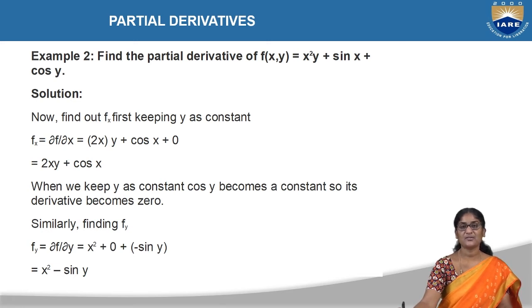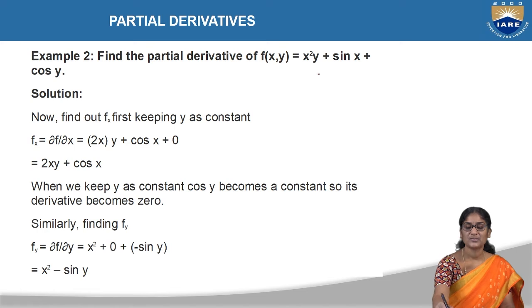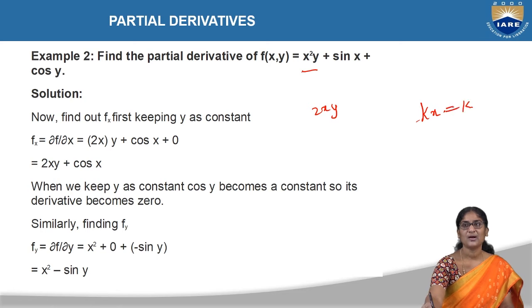When you are finding the partial derivative fx, y acts like a constant. So fx, which is represented by dou f by dou x. Here, x square into y: the derivative of x square is nothing but 2x, and y is a constant here. Just like kx, if you differentiate kx with respect to x, what are you going to get? We are going to get k. So d by dx of kx is nothing but k.